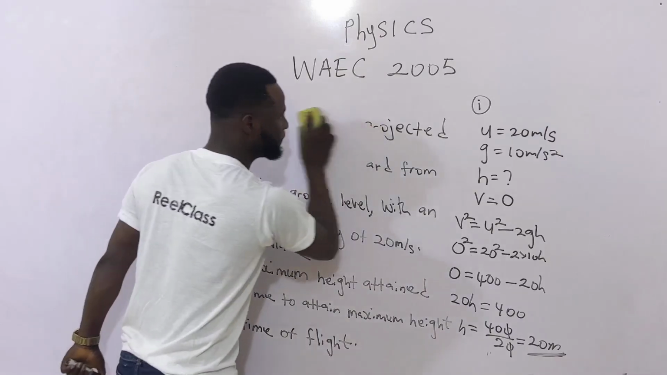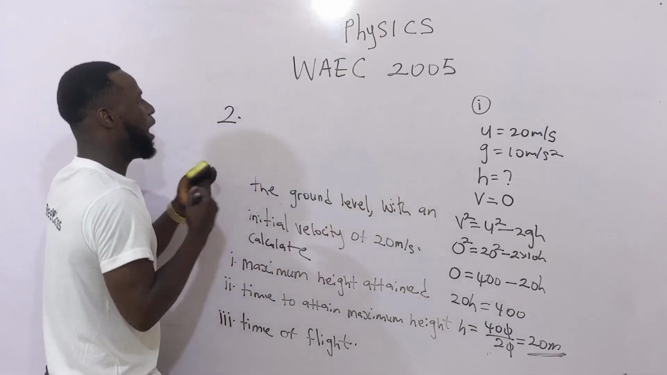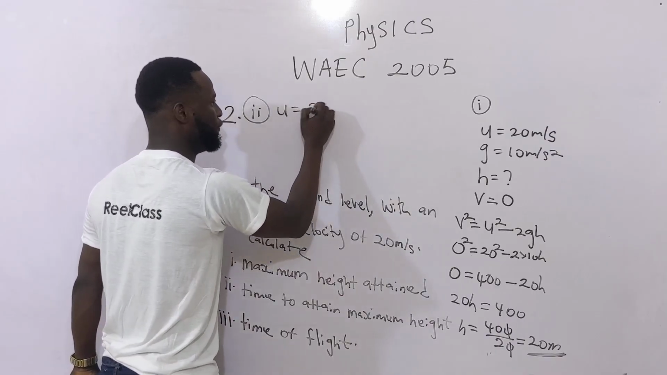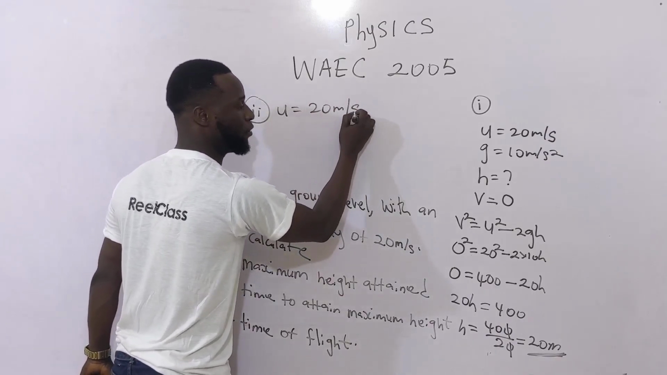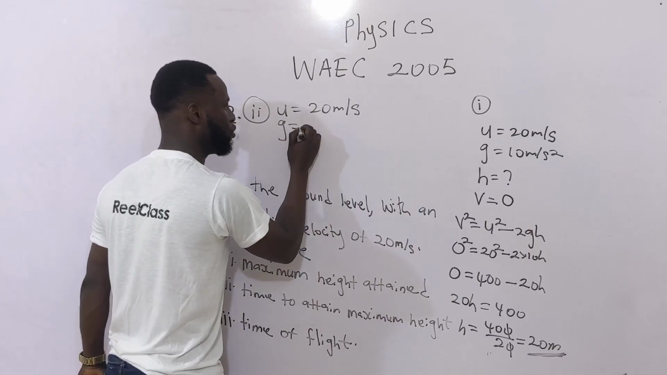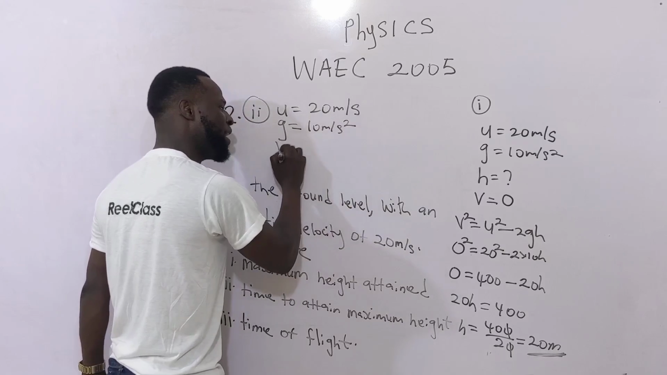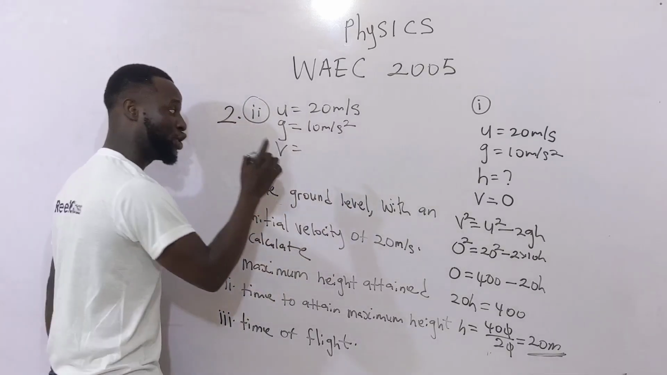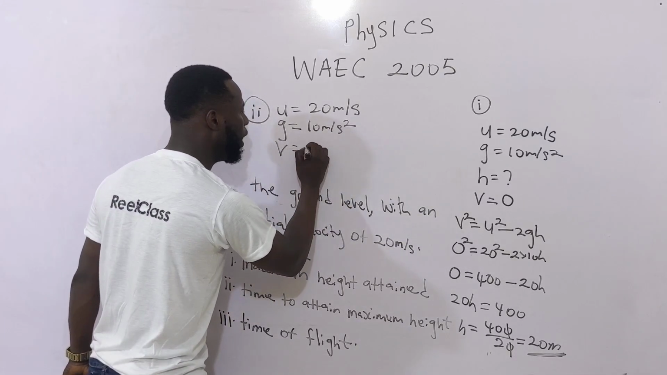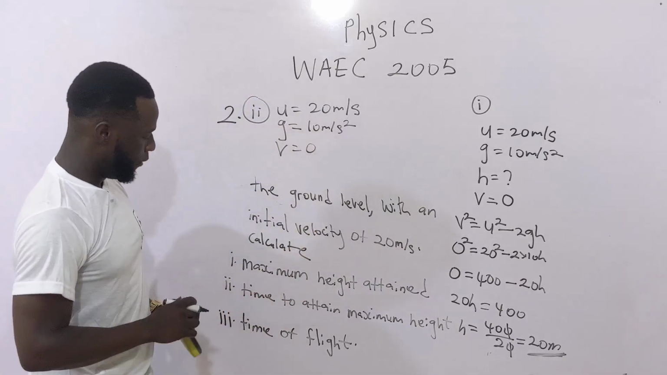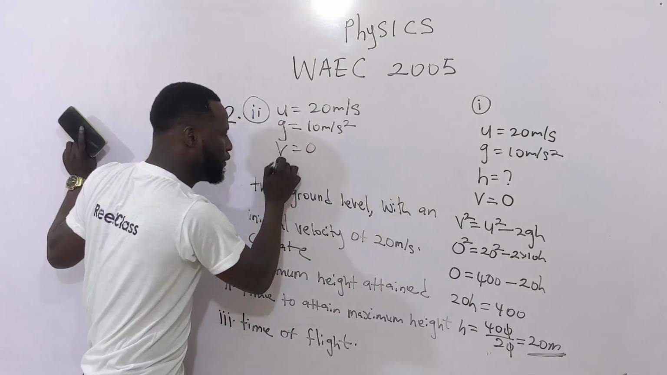Now, from there, I have in my Roman figure 2, same thing. U was given to us, which is 20 meters per second. Of course, G was given to us, which is 10 meters per second squared. And final velocity, because maximum height was mentioned, is equals to 0. At maximum height, final velocity is equals to 0. Now, I'm looking for time.